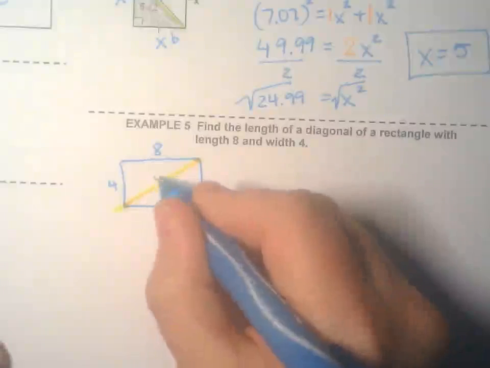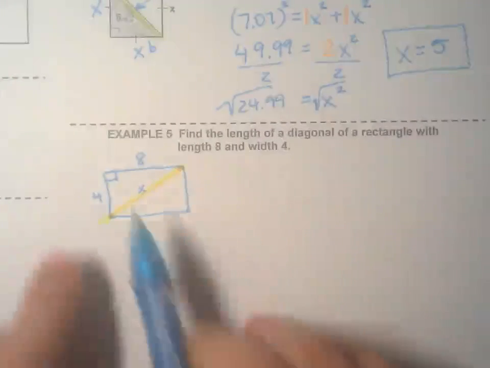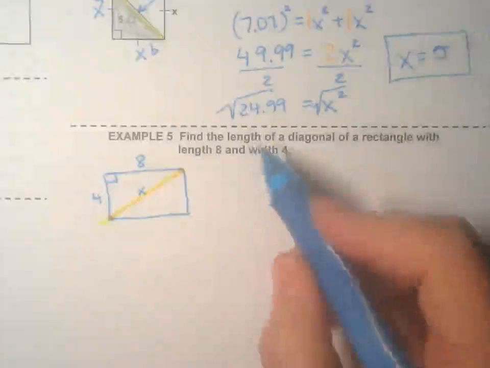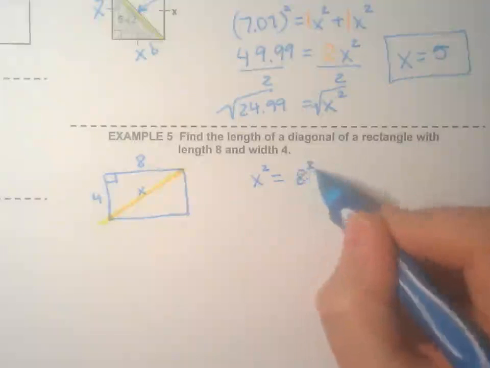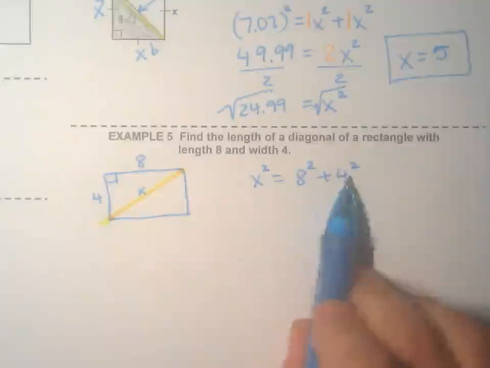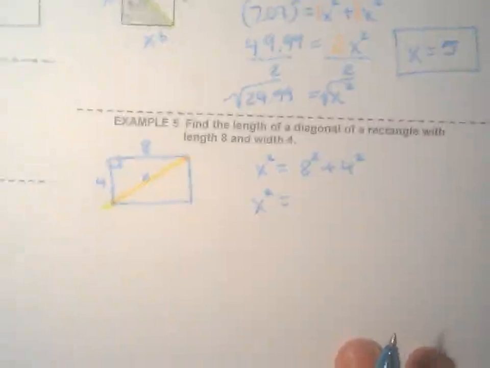So this is x. And I know the rectangle makes a right triangle if I cut that in half. Okay. So x squared is 8 squared plus 4 squared, because this is the hypotenuse. These are the legs. Type this in.